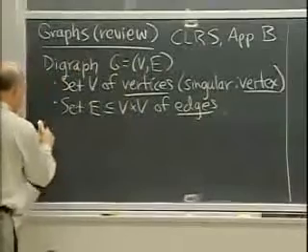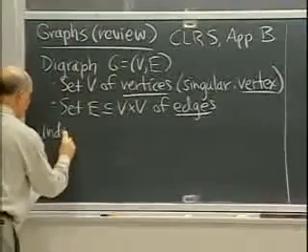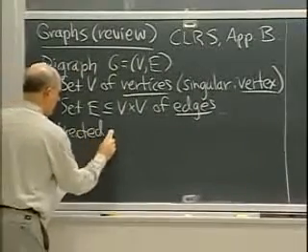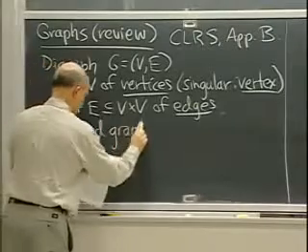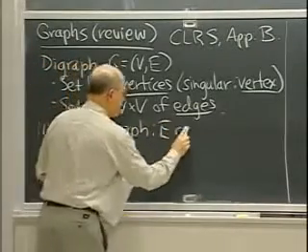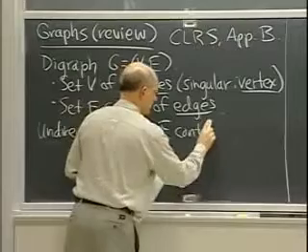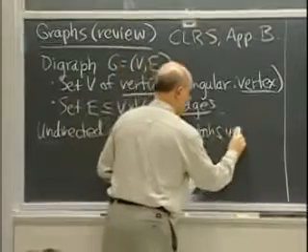And we have a set E, which is a subset of V cross V, of edges. So that's a digraph. In an undirected graph, E contains unordered pairs.